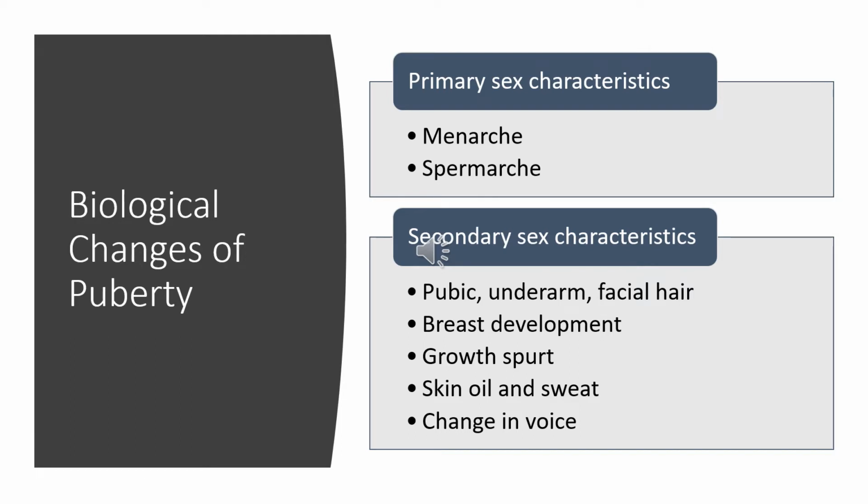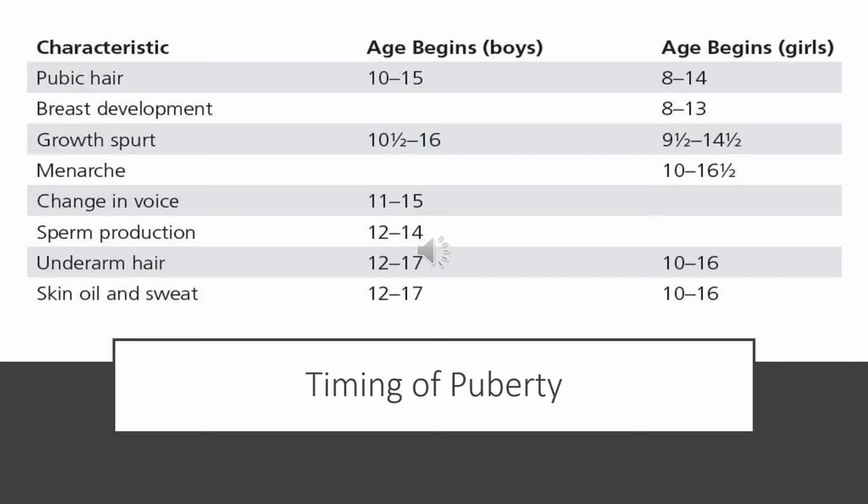Hair growth, breast development, changes in height and weight, changes in skin and sweat, and particularly for males, voice changes. Okay, so the timing listed in this chart is based on white US and British adolescents, and there are cultural differences across other areas of the world talked about in your textbook. There's a fair amount of variation, but you can see that girls on average show changes earlier than boys.